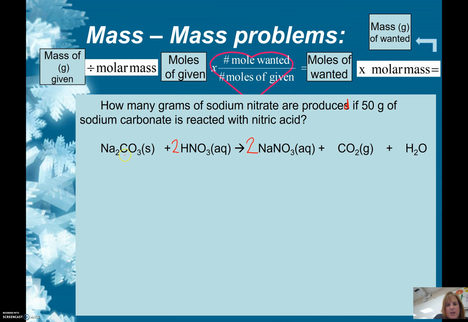Now let's go back over here. We didn't look at carbons yet. I have 1 carbon here and 1 carbon here, so that's good. And I have 3 oxygens not in nitrate here. But that's okay because I have 2 plus 1, 3 oxygens there. So we're balanced. Step 1, check.